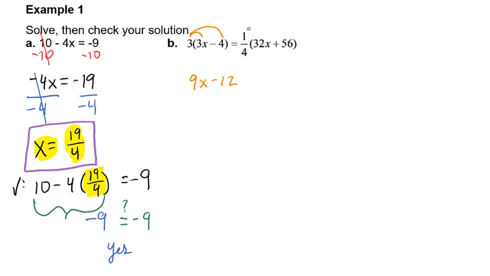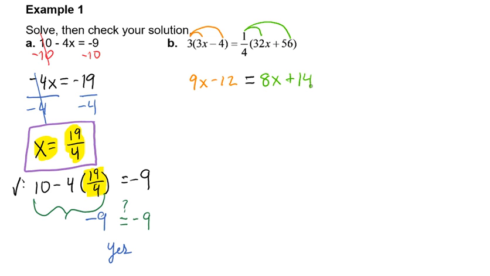And let's distribute over here. And let's see, 1/4 of 32, that's 32 divided by 4. So that should be an 8x plus, and then 1/4 of 56. So we're basically taking 56 and dividing it by 4 and getting a 14. And that problem looks a lot nicer than the one that we were just looking at, doesn't it? Than before we did our distributing.